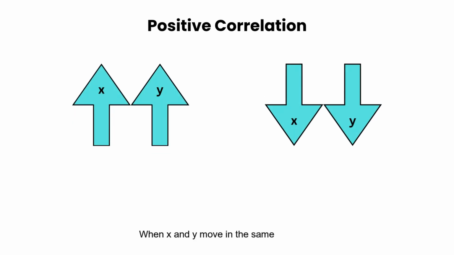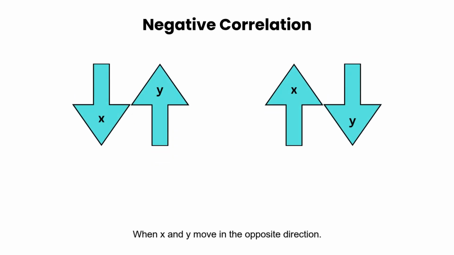The direction of association can be positive or negative. When x and y move in the same direction, we say that there is positive correlation among the variables. When x and y move in the opposite direction, we say that it is negative correlation among the variables.